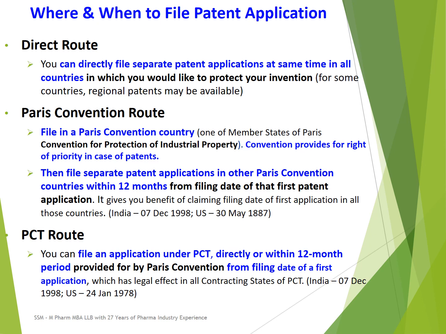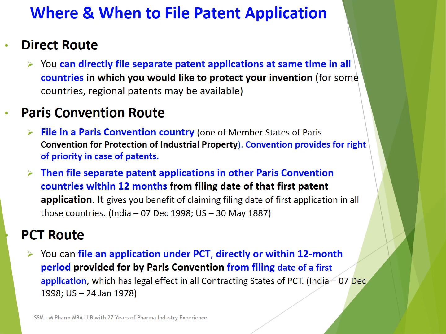So a PCT application you can file directly in your home country, or maybe you can file within 12 months of the priority application. First you file the priority application, then within 12 months you can file the complete PCT application. That too you can file in your home country, not abroad first. First file the priority application in your home country, then within 12 months you file the PCT application, that also again in your home country. So from the priority date you get 30 months to file applications abroad.